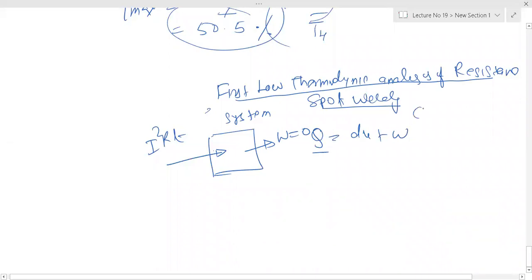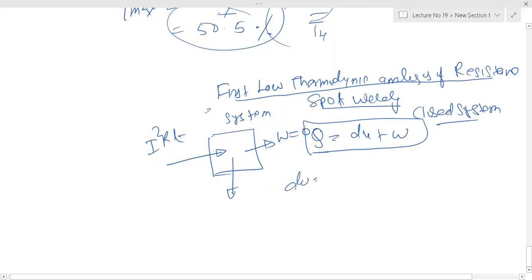This is for a closed system. So work is 0. Change in energy, internal energy, is what you need. You apply the first law of thermodynamics for this process and tell me. What about the heat dissipation? Q, what is the net?